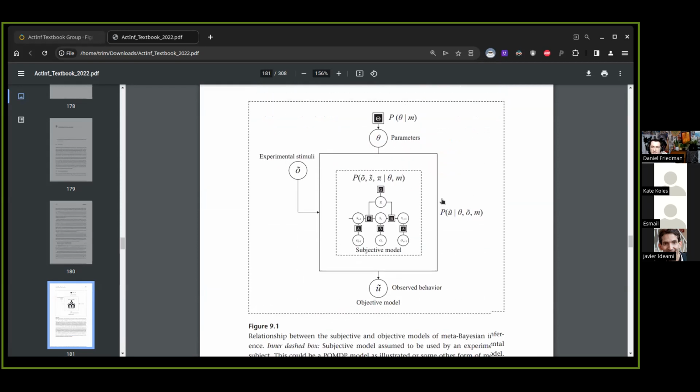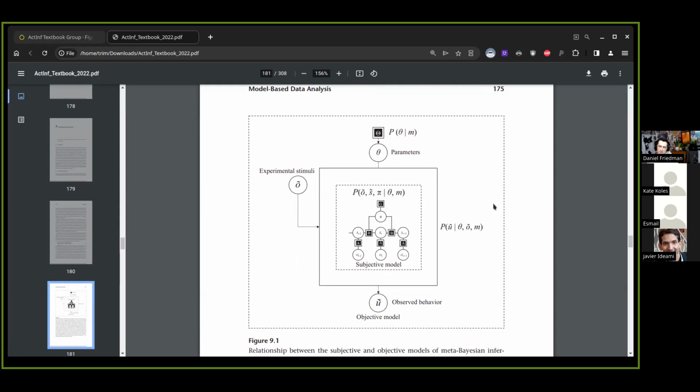Figure 9.1 is a really interesting and clever diagram. Does anyone want to, up to this point or about figure 9.1, give any thought or question?